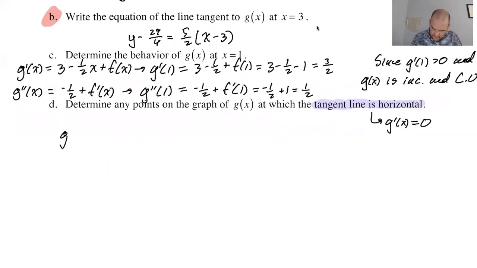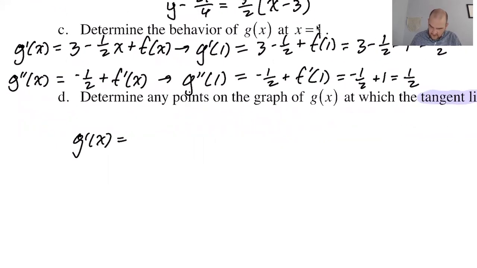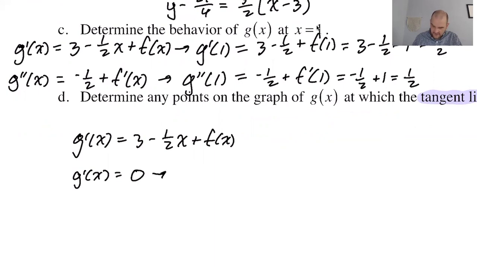So g prime of x, let's make this bigger so my handwriting looks better, is 3 minus 1/2 x plus f of x. It'd be a tragedy if we got that wrong because we've used it like 1,000 times. All right, so now I need g prime of x to equal 0. Don't get intimidated by this problem. It looks harder than it is. We need this to be 0. But there's 3 minus 1/2 x and there's an f of x. How are we ever going to solve this? We're going to do it basically graphically.